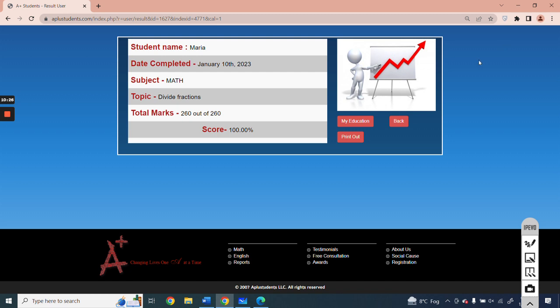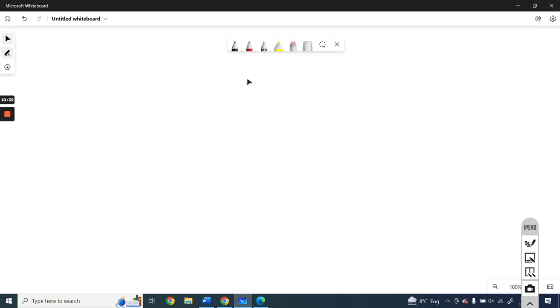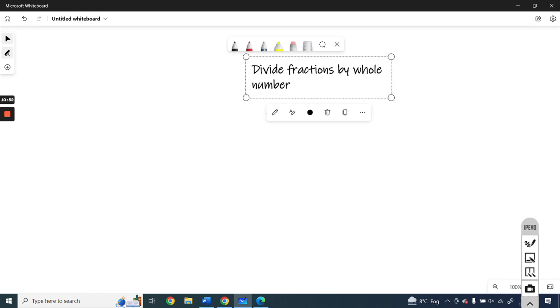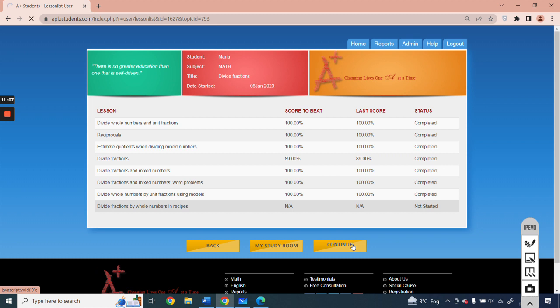Divide fractions by whole numbers in recipes. Let me just write down the lesson name. Divide fraction by whole number in recipes. Let's just start with the next lesson. Okay, here I am, divide fractions by whole number in recipes. Let's just start with the lesson.